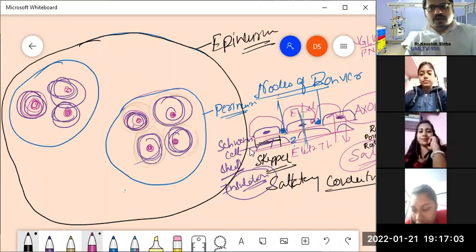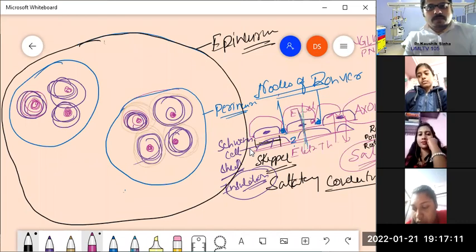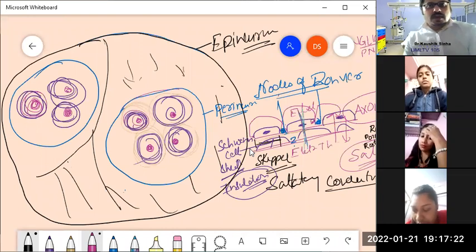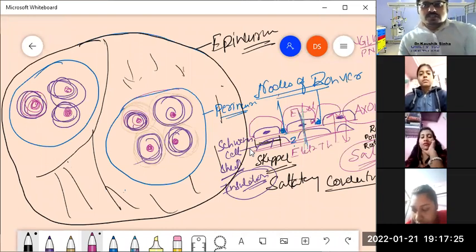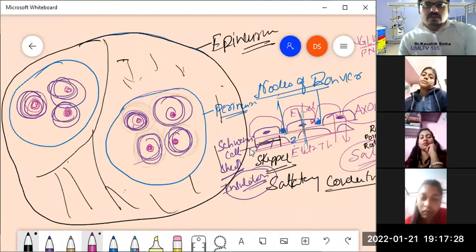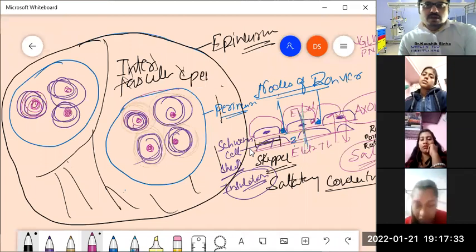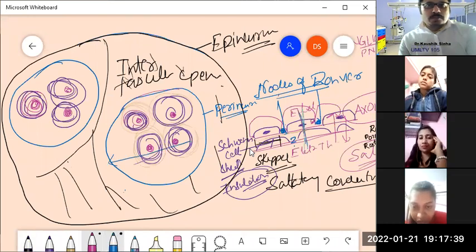The space in between these two perineurium-bound structures is also known as epineurium. So I will draw the black lines again here. This entire thing is known as epineurium. But there is a difference between the names of these two different epineuriums. This is particularly known as interfascicular epineurium. So these blue-bound structures, or the perineurium-bound structures, are known as fascicles.